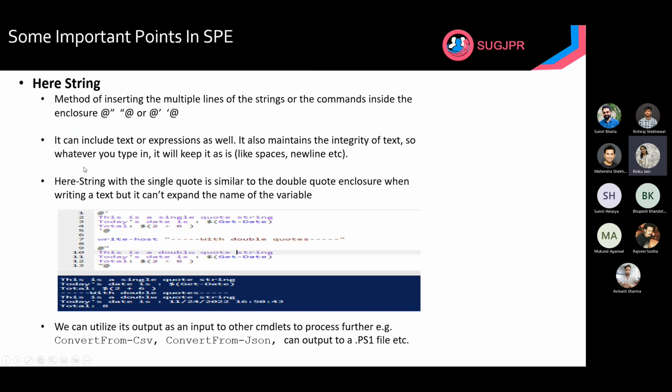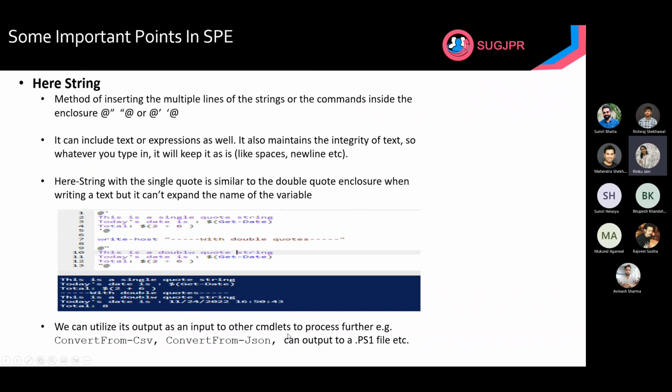But for the variable expansion of the expression, it will behave differently. So it can include text or expressions as well, and it also maintains the integrity of text. That means if you have a new line character or something else, it will maintain that integrity. It won't change when you execute it. Now we'll see that example. And one more point here is that we can utilize its output as an input to other cmdlets.